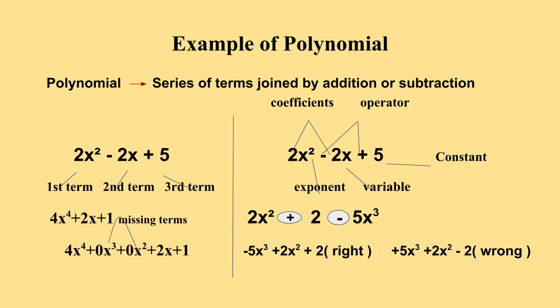Here some terms are missing. How do we write missing terms? As this one. We write a 0 coefficient. We multiply the variable factor with the 0. We can write it, and it becomes a polynomial.